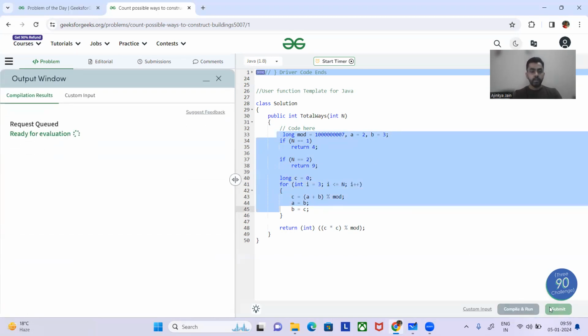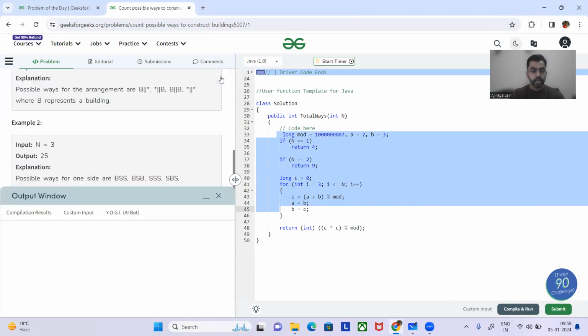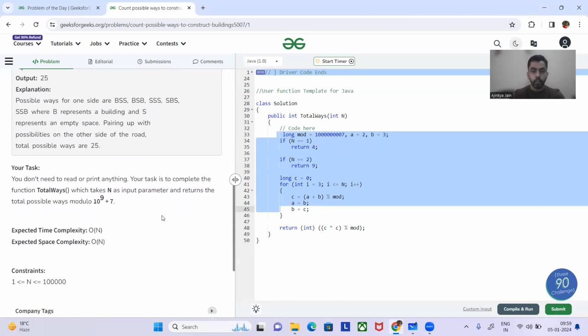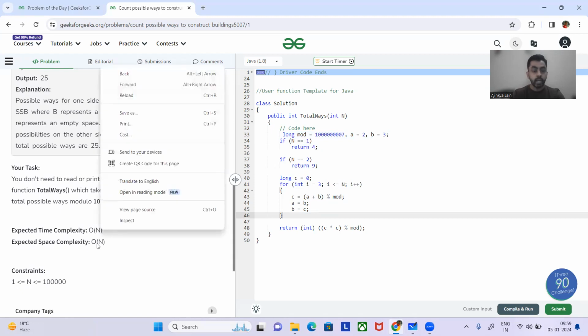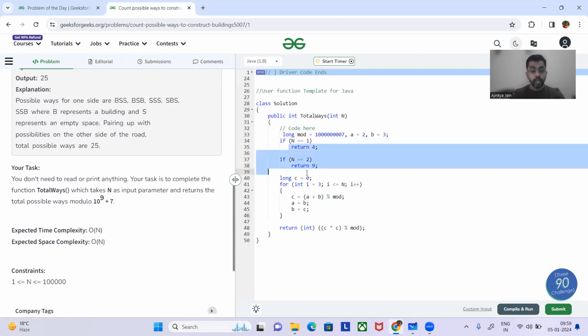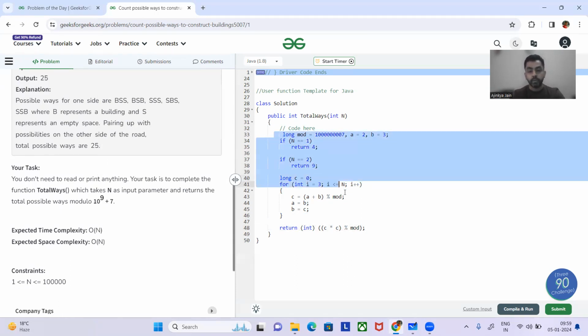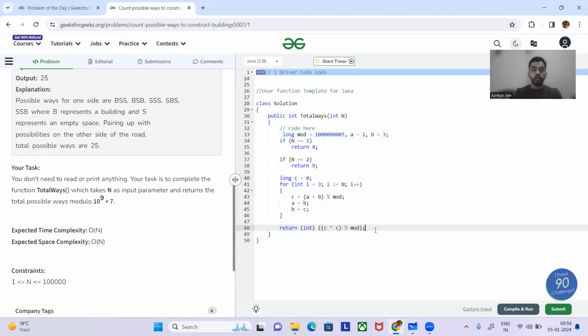Let's submit it. So yes, it is accepted, and we have given the most optimized solution. The expected time complexity here was O of n, and that is O of n only, but we have done space optimization. The expected space complexity was O of n, and we have done it in O of 1. So this is the optimized version of dynamic programming.